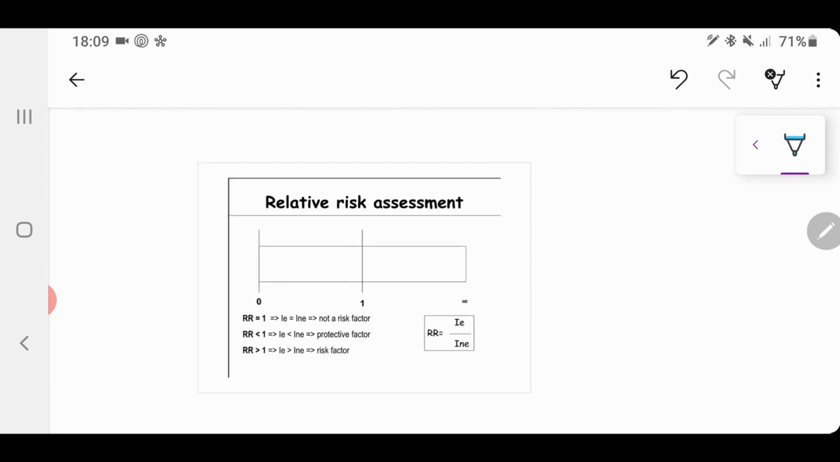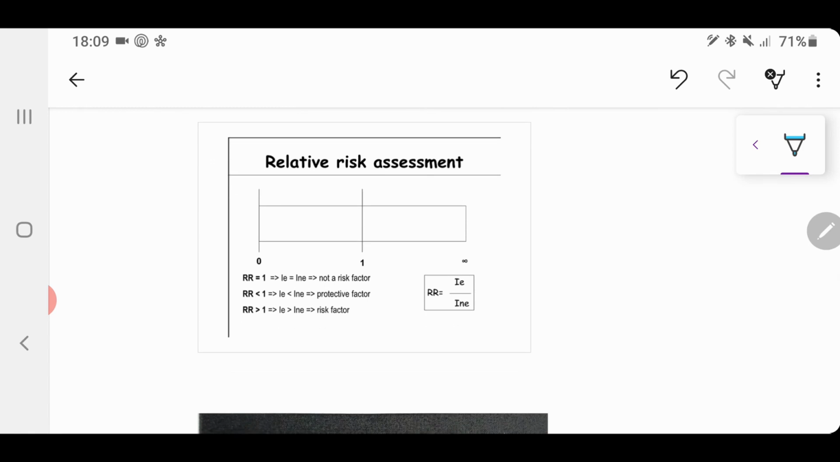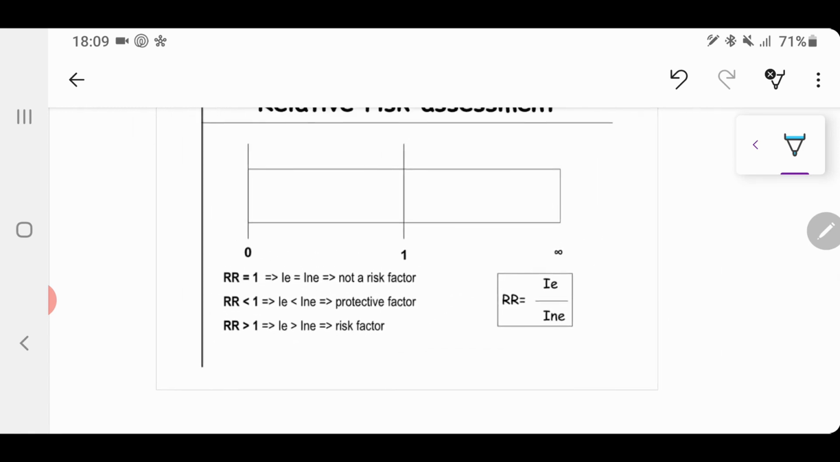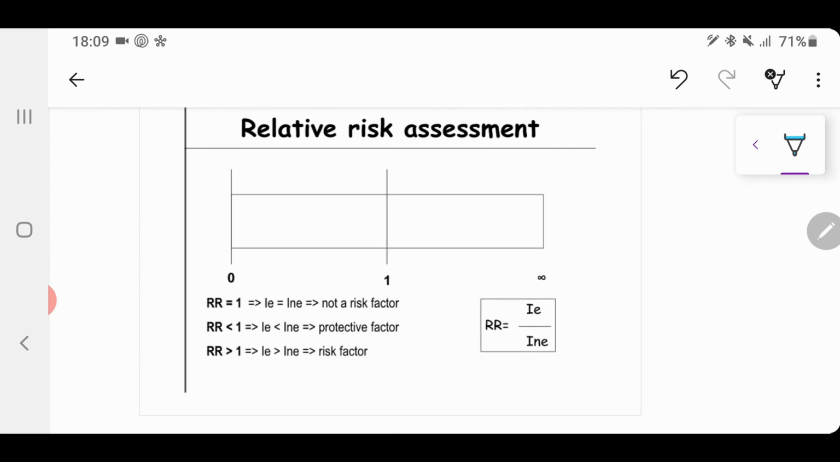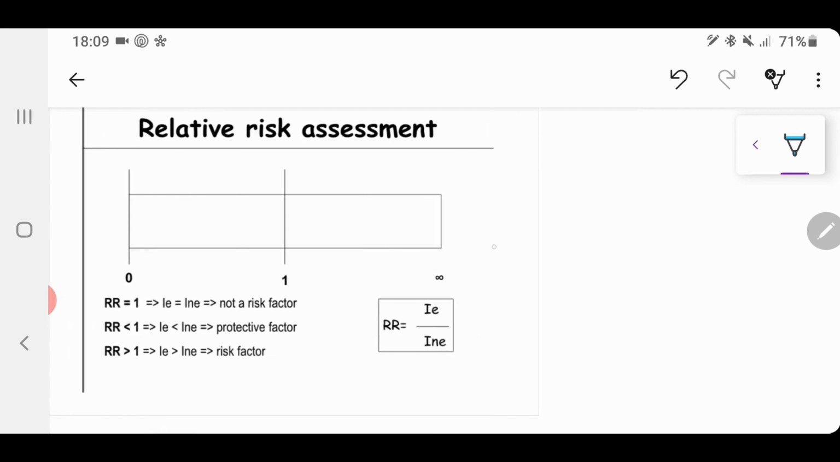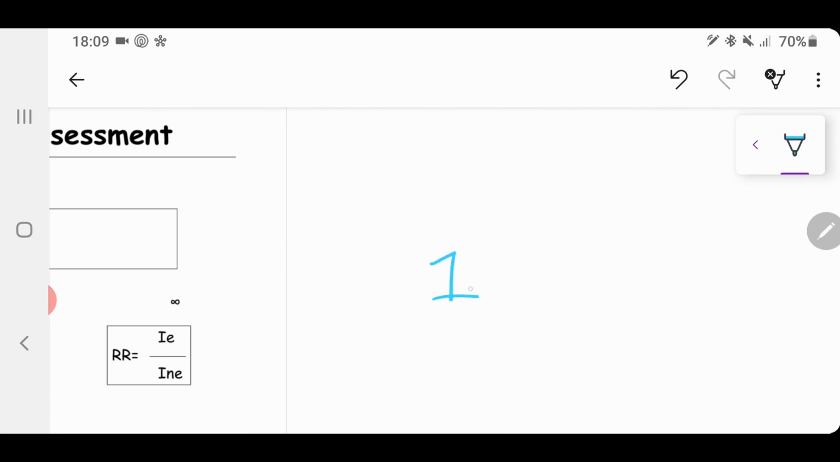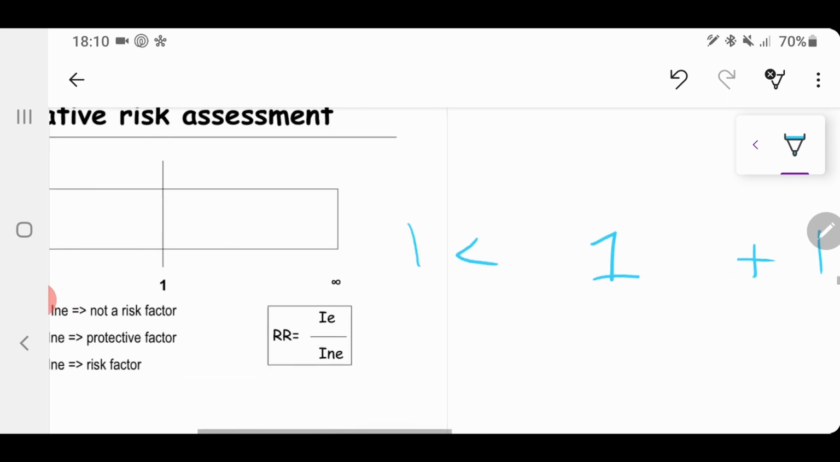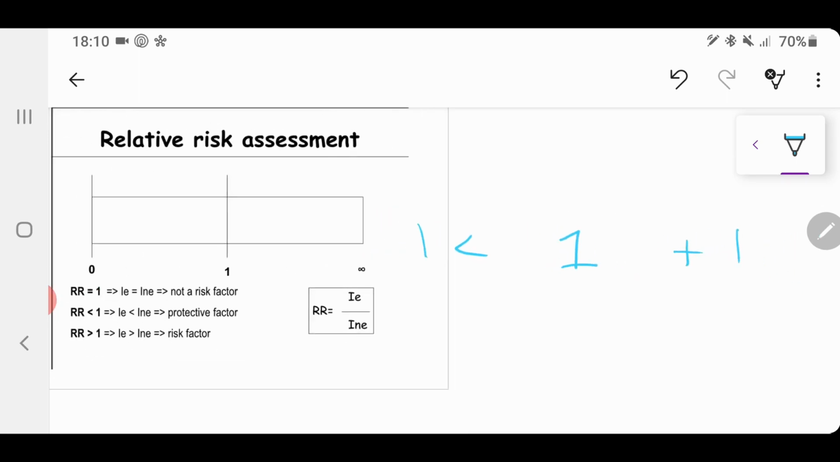Now, relative risk assessment. The relative risk. This is actually important because with different studies, you'll see when you're reading certain articles, that they include these values, relative risk, and it goes from basically 1, and less than 1 and more than 1. All right, that's basically all you need to know in terms of the scale.